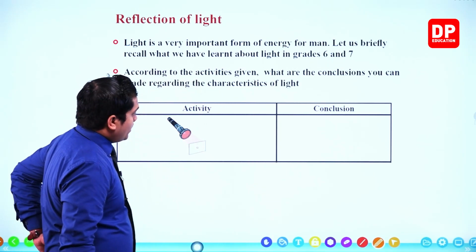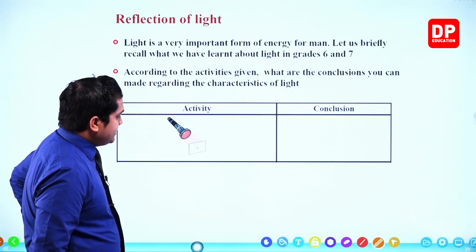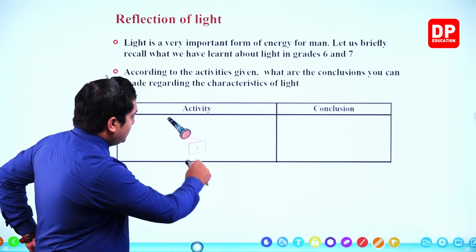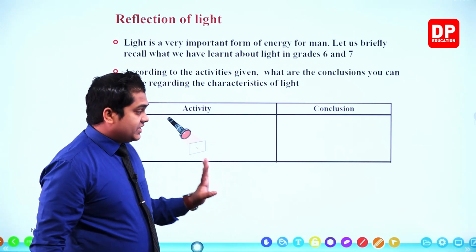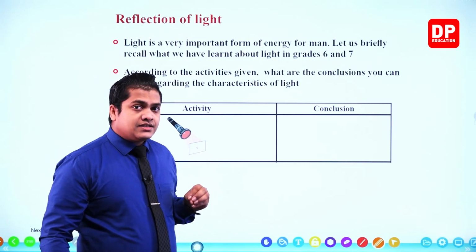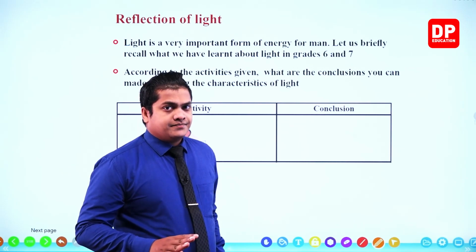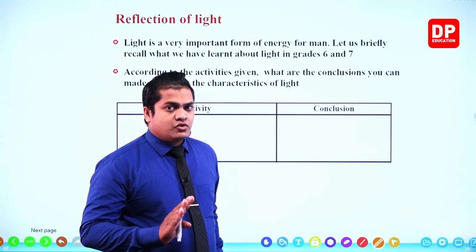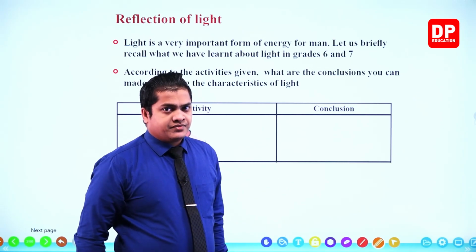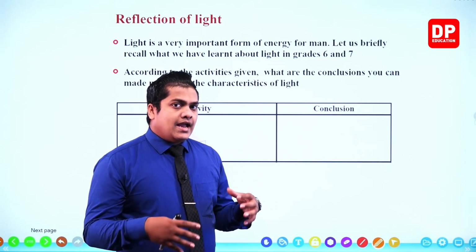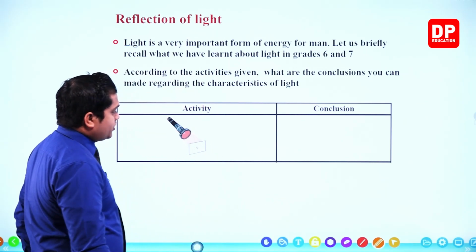In the first one, a torch is directed towards a white colored sheet. As you can see here, light travels in a straight line as a light ray. So within this activity, we can identify that light is composed of light rays and that light travels in a straight line. This is the first and foremost activity given. Within this activity, we can identify that feature, my dear children: light is composed of light rays, and these travel in a straight line. So we can write down the conclusion.